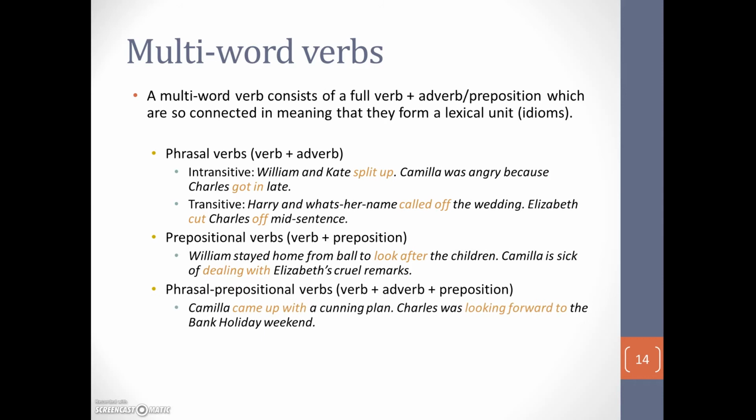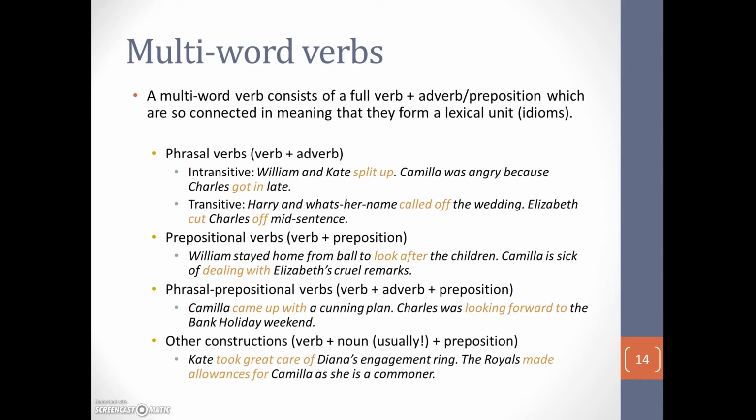We also have phrasal prepositional verbs. So these are verbs that are followed by both an adverb and a preposition. So if you come up with something, that's an example of that. Or if you look forward to something, right? That's another example.